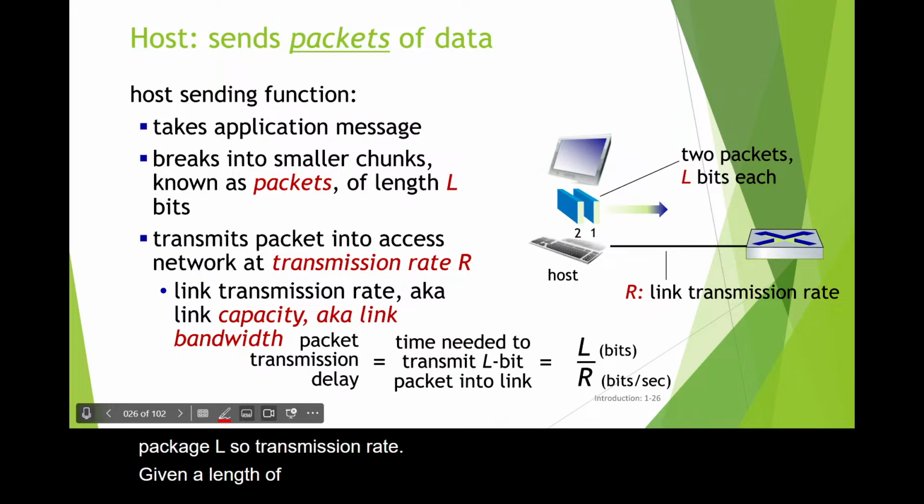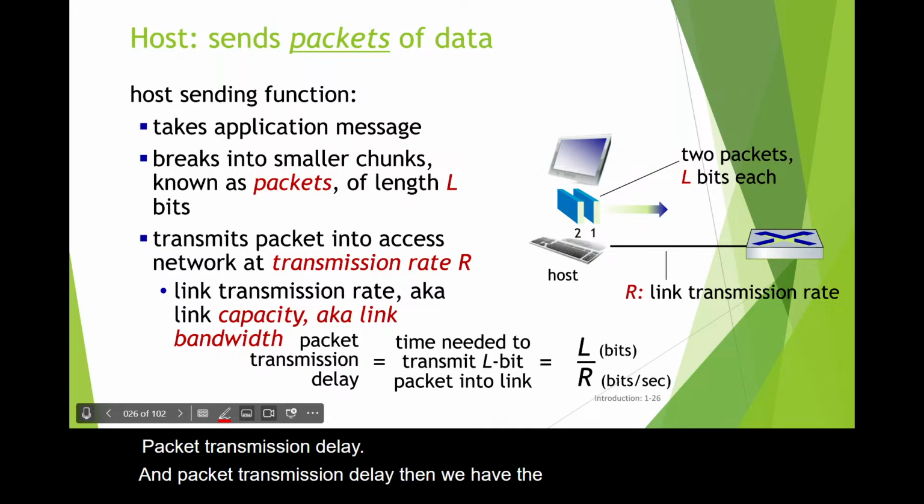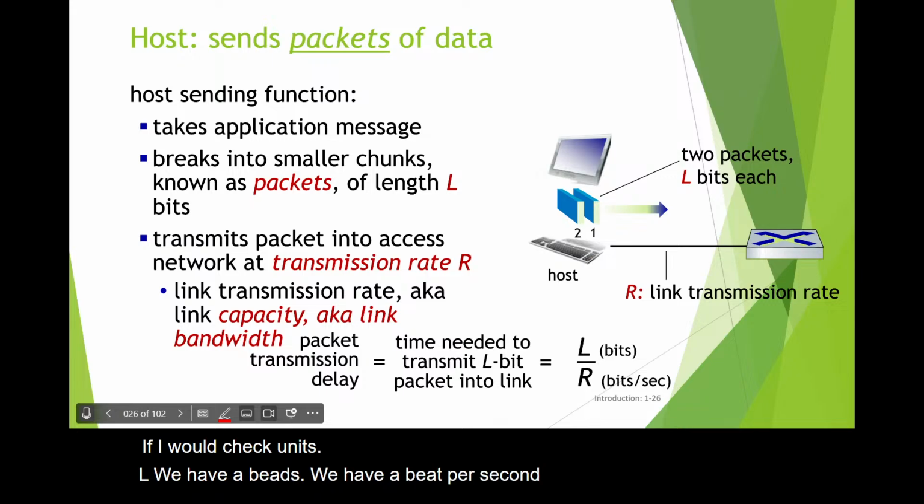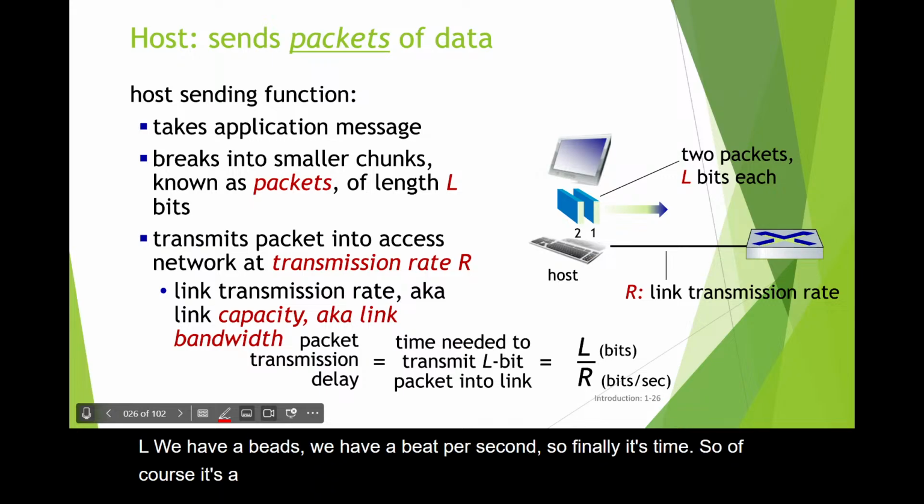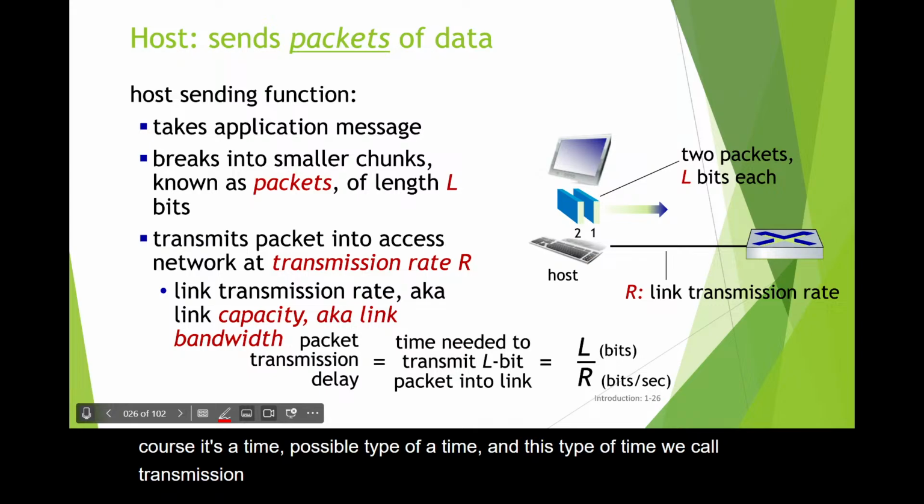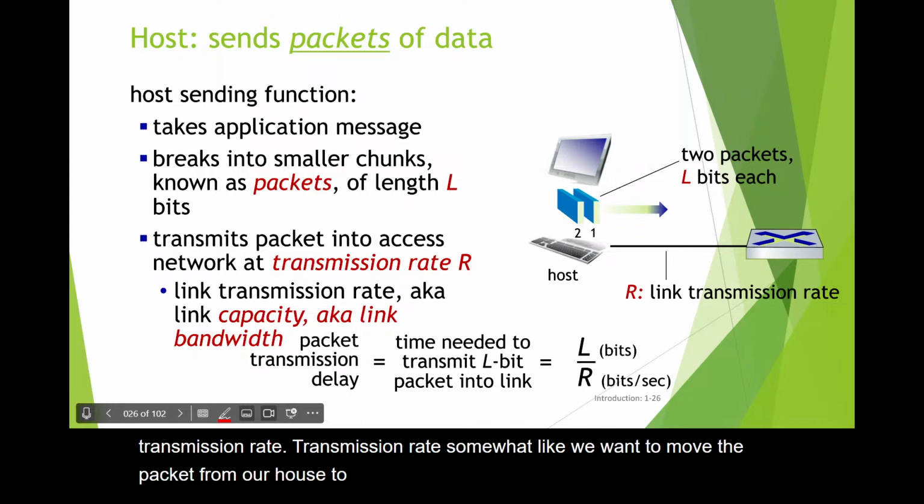So that we have the definition, packet transmission delay. For the packet transmission delay, we have the formula L over R. If we check units, L is in bits, R is in bits per second, so finally it's time. This type of time we call the transmission delay. Something like we want to move the packet from our host to the transmission line, and the time it takes is called the transmission delay.